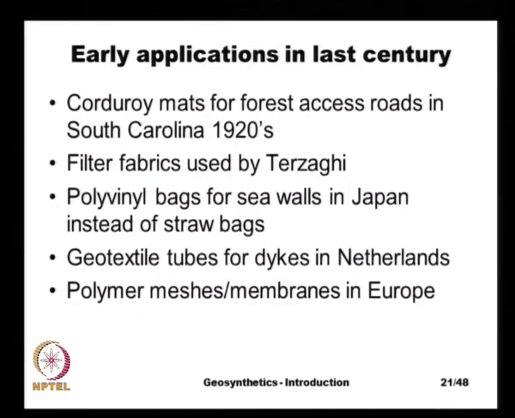And Terzaghi himself has used filter fabrics for construction of filters. And in Japan, they used polyvinyl bags for construction of the sea walls instead of the straw bags. The straw bags used to be very common traditional materials, and they started using polyvinyl bags in the 1920s and 30s. And of course, in Netherlands, which is below the sea level, they have been using geotextile tubes for construction of the dikes to keep the sea water away from their land. And in Europe, they have been using polymer meshes and membranes to contain industrial waste and so on. That has been going on for almost 50-60 years, even before the advent of the modern geosynthetic materials.